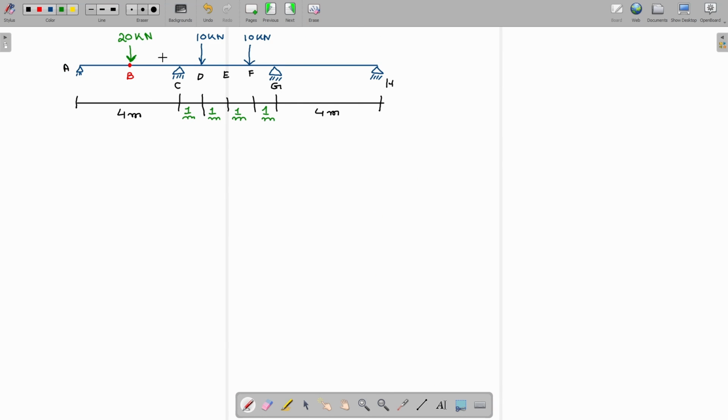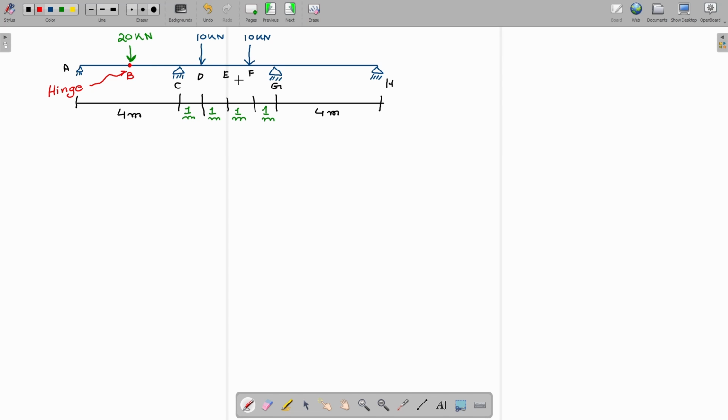In this diagram, this point B is a hinge, an internal hinge. This is the internal hinge, point B.